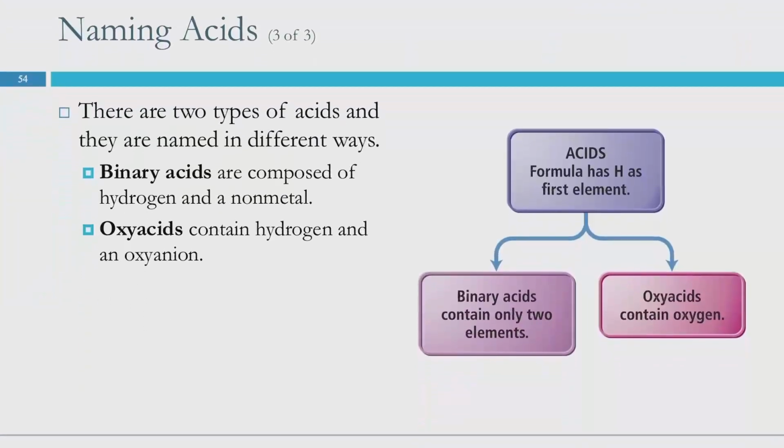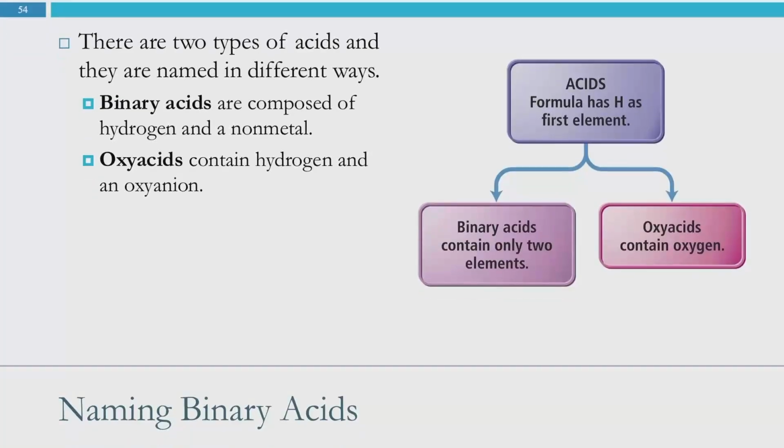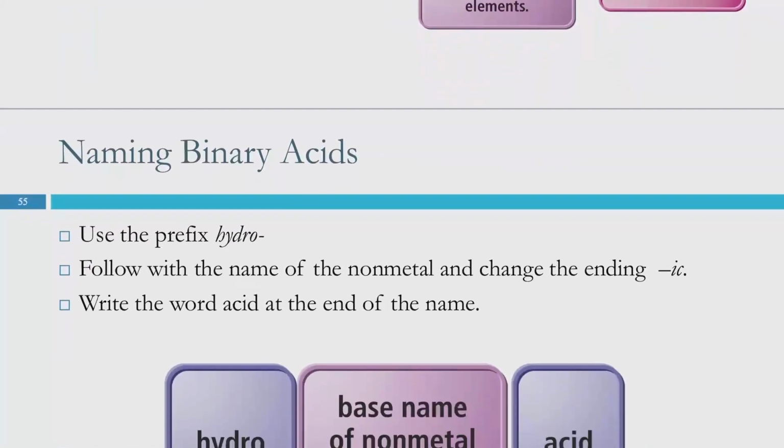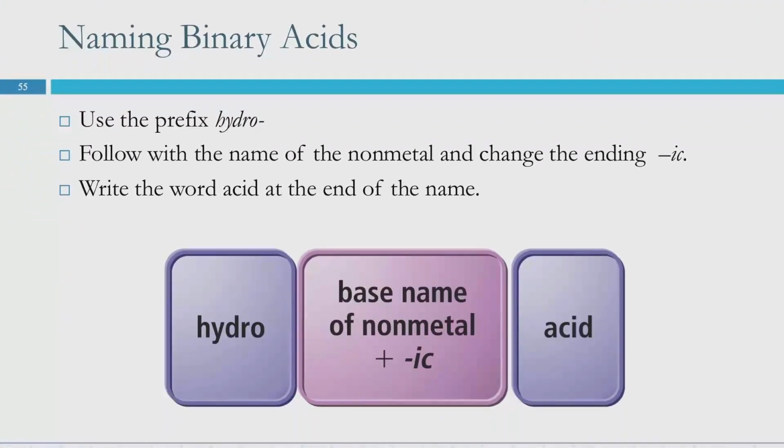For naming acids, we've got two options. We've got binary acids. They're composed of hydrogen and one other thing, a nonmetal. Oxyacids contain hydrogen and an oxyanion. So I think this is a relatively simple split. For our binary acids, use the prefix hydro. So when we are naming them, they start with hydro, always.